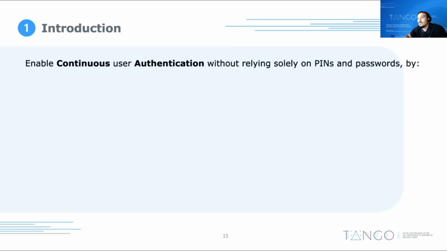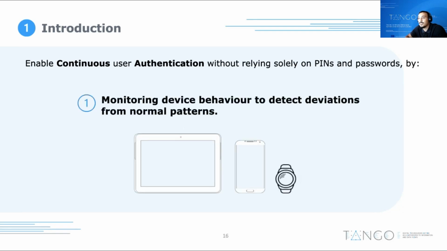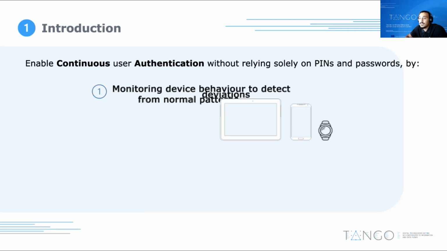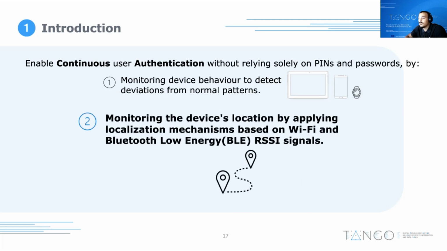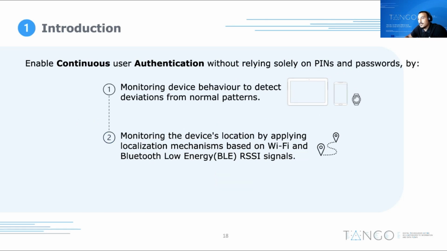So just to conclude the introduction, continuous authentication focuses on two main tasks. The first one is to monitor the device behavior to detect deviations from normal patterns, while the second is to monitor the device location by applying a localization mechanism based on Wi-Fi and Bluetooth Low Energy RSSI signals. In case someone doesn't know, RSSI stands for Received Signal Strength Indicator. In simple terms, it depicts how strong a signal is that we get, let's say, from an access point.